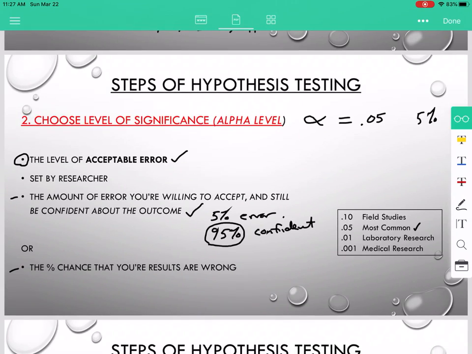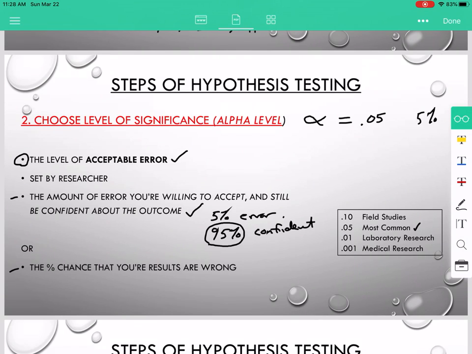You will see the alpha level set by the researcher. So if you read a journal article in the statistical analysis part, even before they get into the results, they'll say the alpha level was set at 0.05 for decision making. And that just means that that researcher said, okay, I'm going to accept a 5% amount of error. And that means that whatever results I get, I'm going to be 95% confident that these results are actually true from this sample. Level of acceptable error.